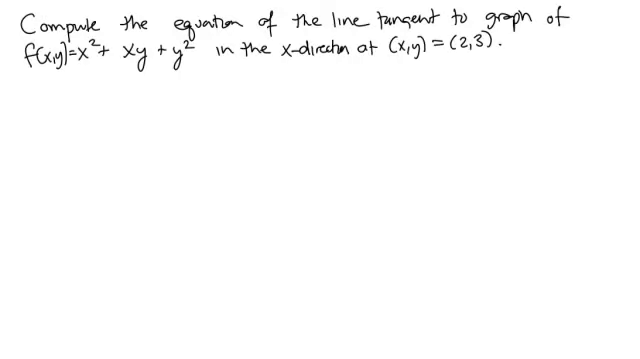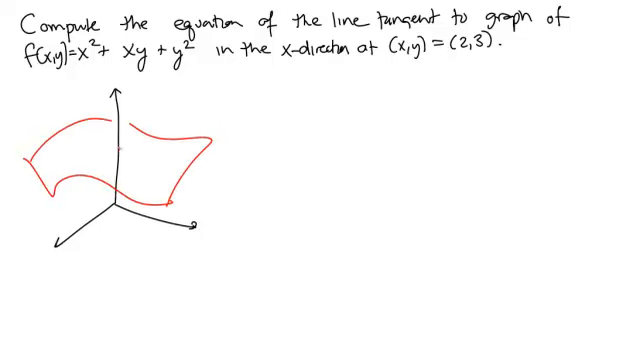Compute the equation of the line tangent to the graph of f of x, y equals x squared plus xy plus y squared in the x direction at the point (x, y) equals (2, 3). So let me draw a cheesy picture, not to scale, but just something that helps me get some sense as to what's going on right here.